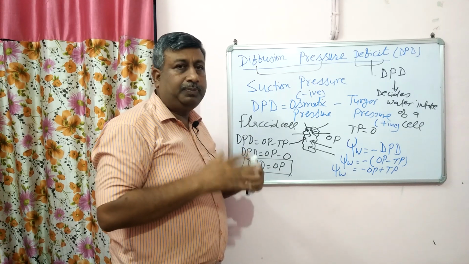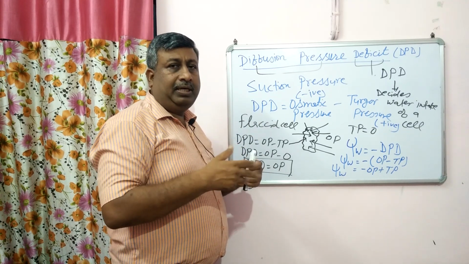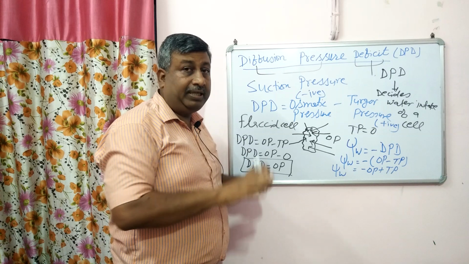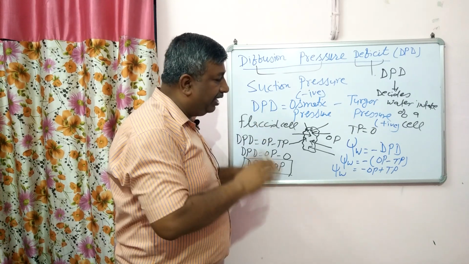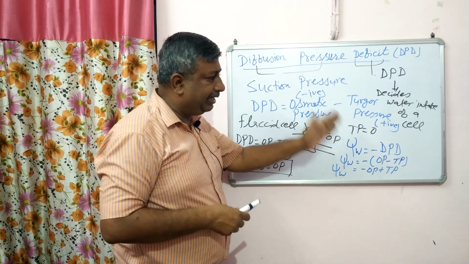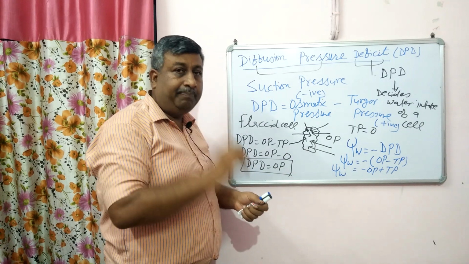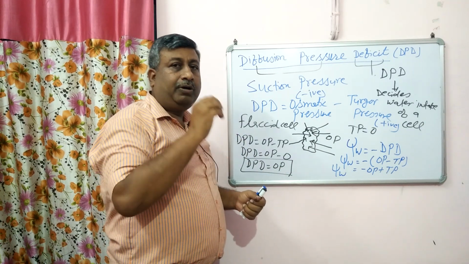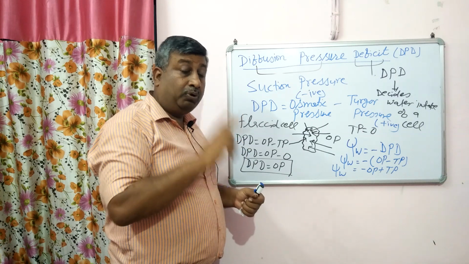So in general turgor pressure is positive, but in xylem cells during transpiration it may be negative, but in a general cell it is a positive value. And water potential of a cell is the negative value of DPD. That's why DPD is very important, and DPD is decided by osmotic pressure and turgor pressure. That's why both are important.